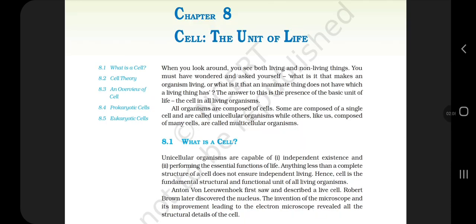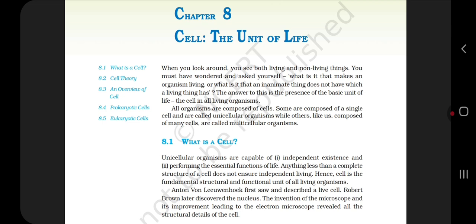Chapter 8, Cell, the Unit of Life. When you look around, you see both living and non-living things. You must have wondered and asked yourself, what is it that makes an organism living? Or what is it that an inanimate thing does not have which a living thing has? An answer to this is the presence of the basic unit of life, the cell, in all living organisms.